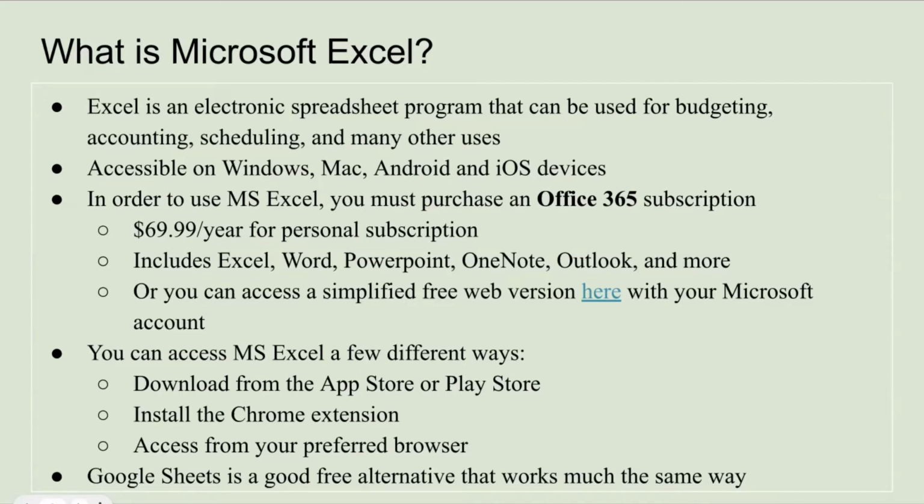We can either put it in the chat for you, or you can click on it when you receive a copy of the presentation with your Microsoft account. So you would log in using the information attached to your Microsoft account to access the free version. And from there, you can access MS Excel a few different ways. Firstly, you can download from the App Store or the Play Store, depending on if you have an iOS device or an Android. You can install the Chrome extension, or you can access it from your preferred browser.